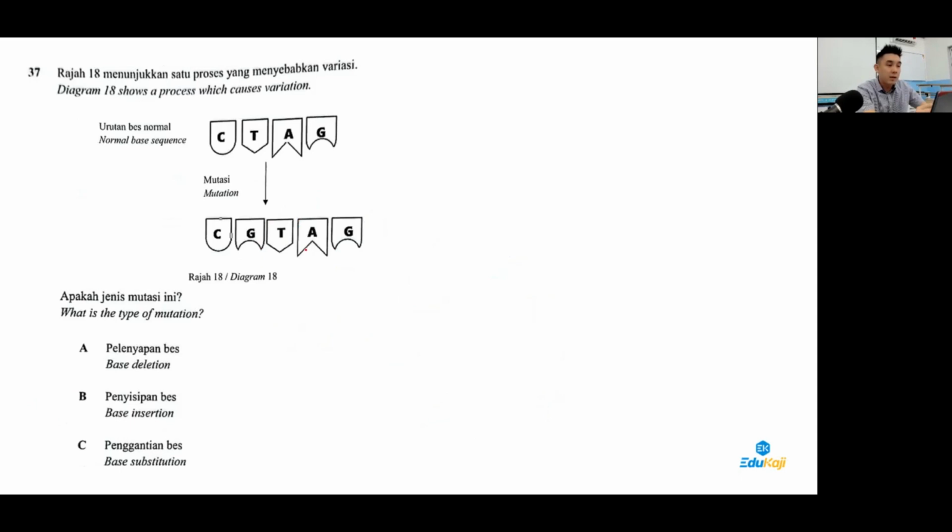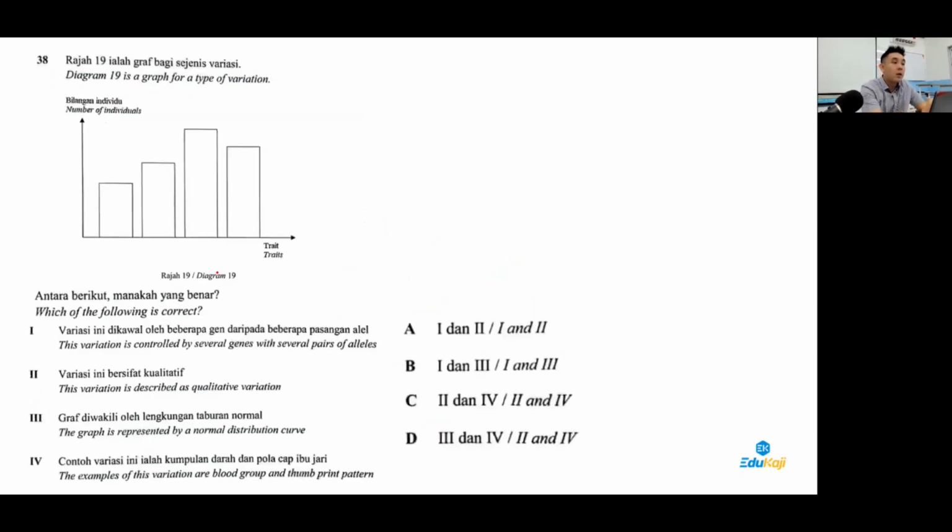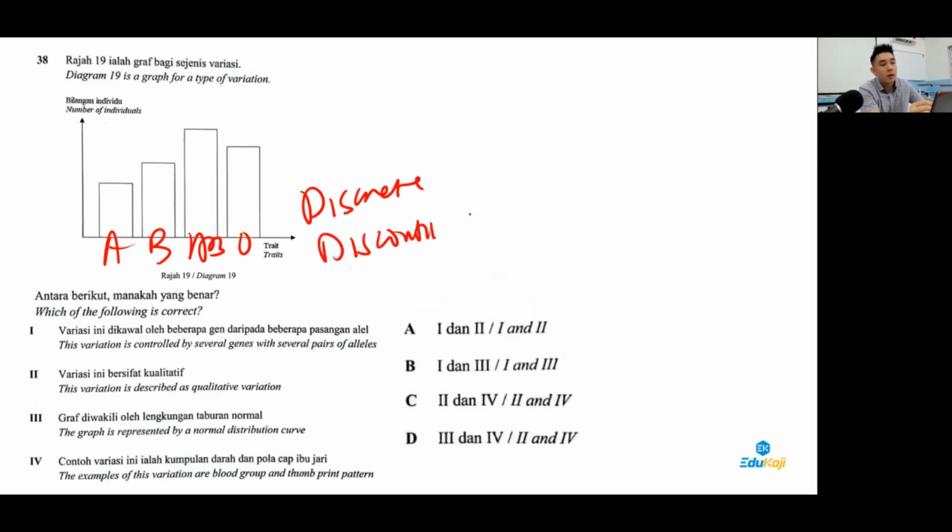Mutation, guys, this is kacang question. I call it kacang question. So this one they inserted extra G. 37 boy. Okay, so let's say this is like blood group A, B, O. So this is a discrete distribution, which means discontinuous. Okay, tidak selanjang, discontinuous distribution.